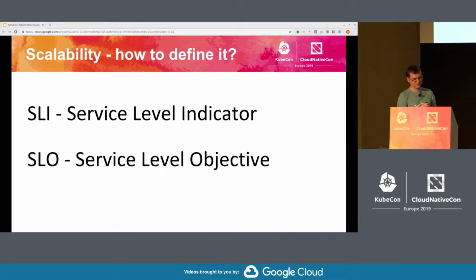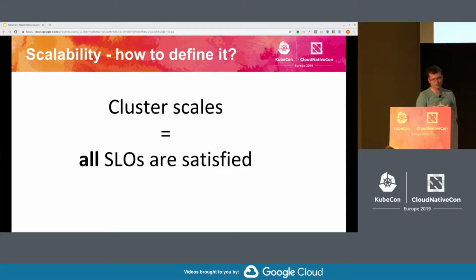This idea of introducing SLIs and SLOs works for scalability, but it also works for correctness and availability or any other aspects of your system. So we are saying that the cluster works, or scales in our case, if all the SLOs that we defined are satisfied. Okay, so we roughly understand what the high-level idea looks like.